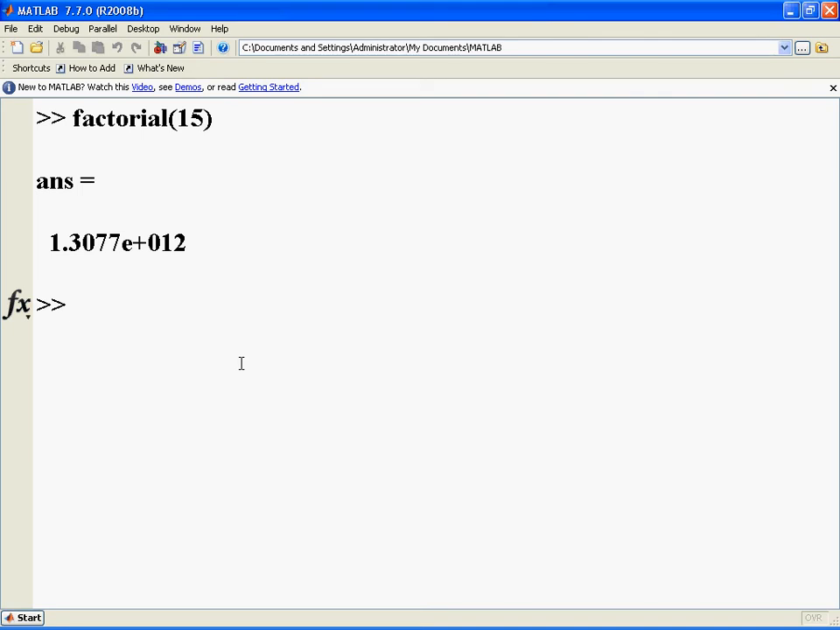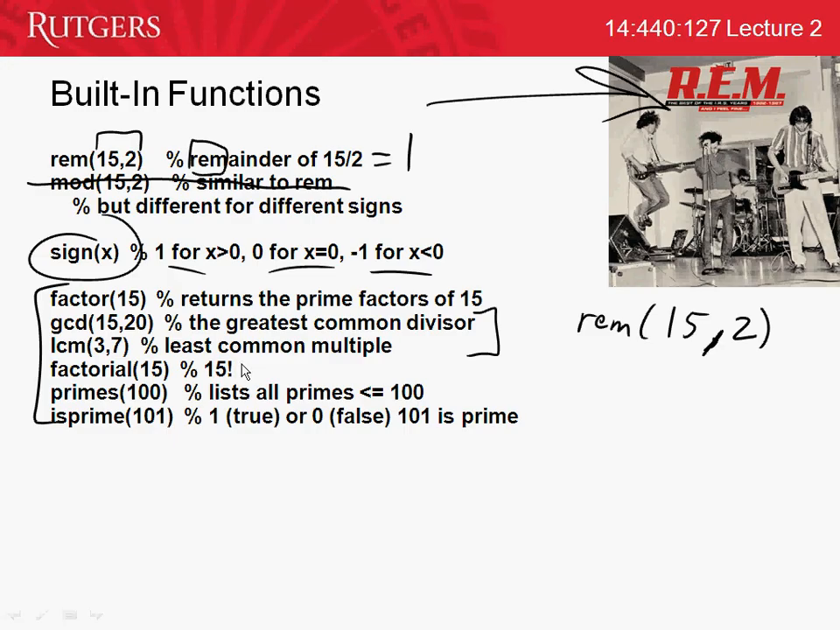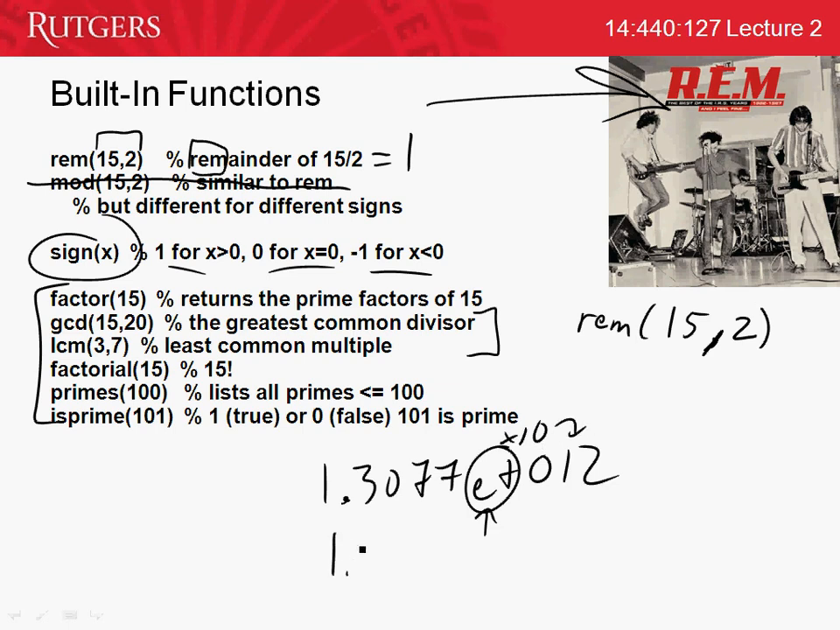All right, and so that actually gives us one other thing I want to point out. The answer is 1.3077 e plus 012, and that is in scientific notation. This e has nothing to do with the math number e. That just basically means times 10 to this power. So this is actually 1.3077 times 10 to the 12th power. So it's giving it in scientific notation.